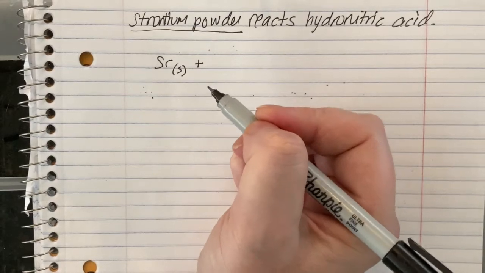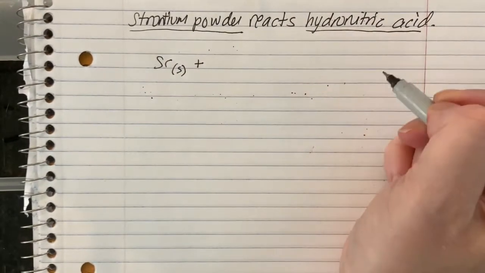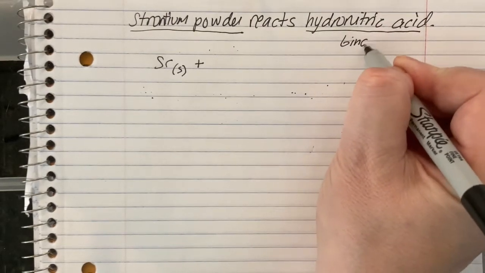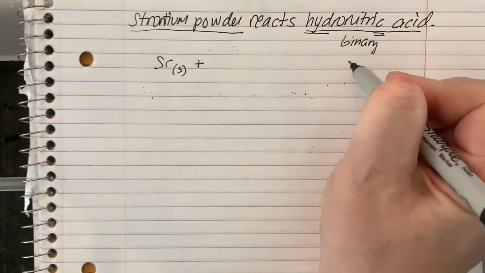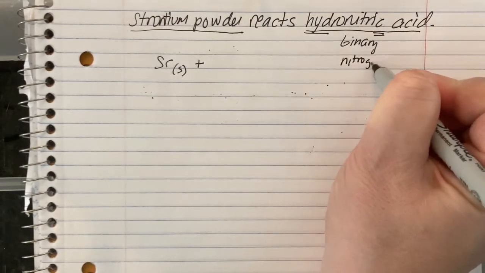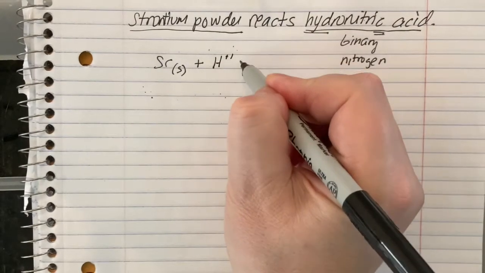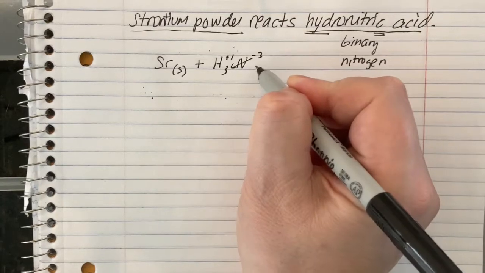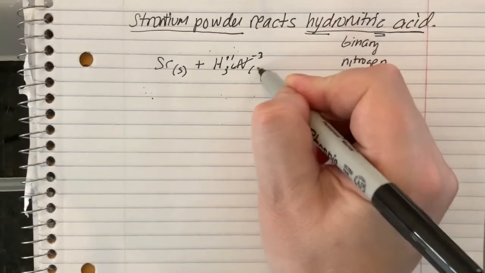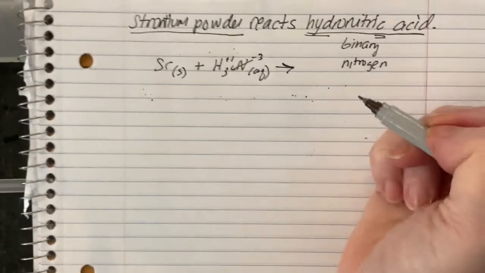Reacts with hydronitric acid. So plus hydronitric acid. Okay, that means I know it's binary because it started with hydro and ended with ic. Nitra means it's a nitrogen base. So I just need to react the cation of hydrogen with the anion of nitrogen. I need to crisscross. Acid means aqueous. And then there's my reaction arrow.